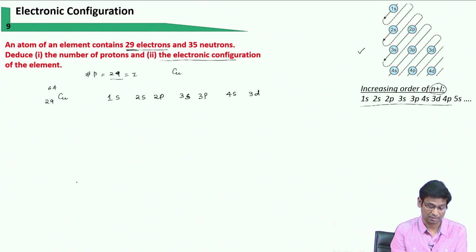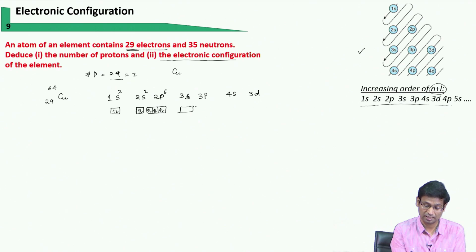So let us try to fill the electrons from the lowest. 1s can have 2 electrons, so I already gave 2 electrons to them. 2s can have 2 electrons, and 2p can have 6 electrons. So together, if I count now, I have already used 10 electrons.